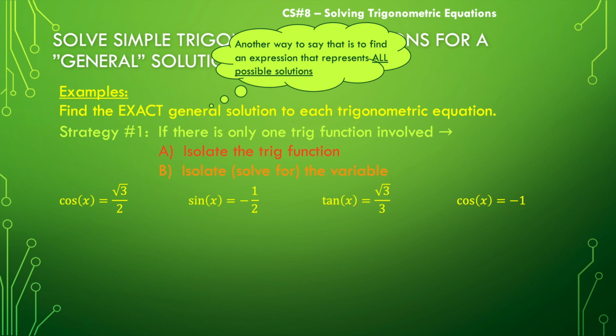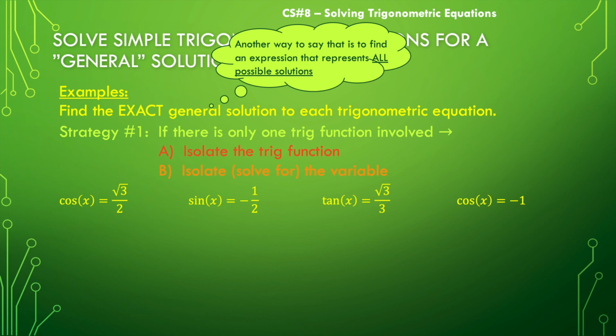So let's look at this first example. The cosine of x is equal to the square root of 3 over 2. Now you can think about this graphically, but most students really think about this using the unit circle. And if you want to have a unit circle in front of you, that may be a good idea. Or many of you have used it enough that you have these things in mind.